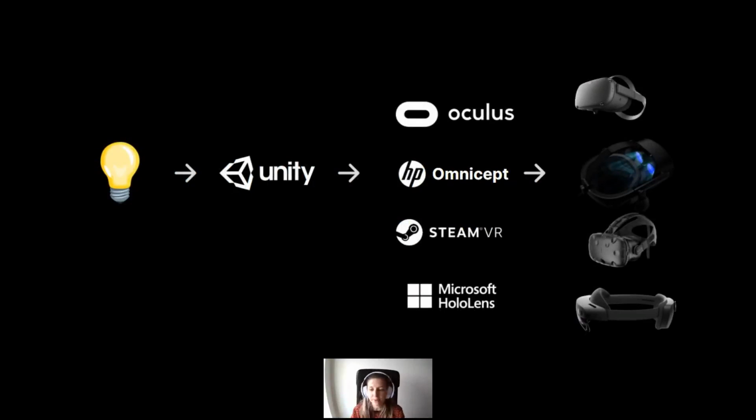All right, so how do you go about building your application on Unity? It all starts with your brilliant idea, and then you create it in an engine such as Unity, and we're going to be showing you how to do that today. And then you push it out to an SDK, such as Oculus, SteamVR, and Microsoft HoloLens, or as we're going to see today, HP Omnicept.